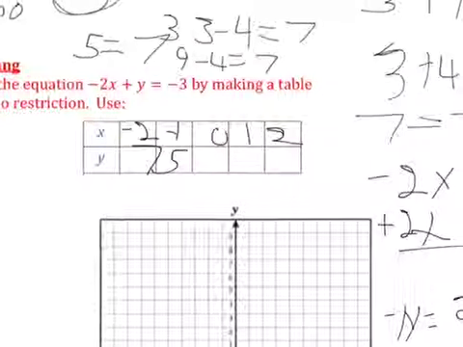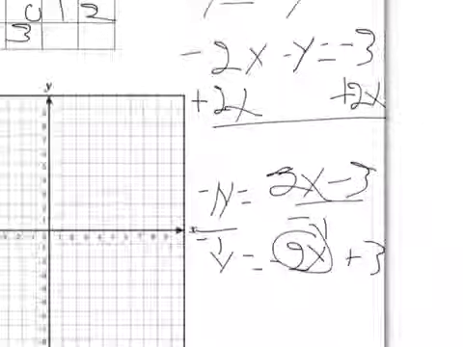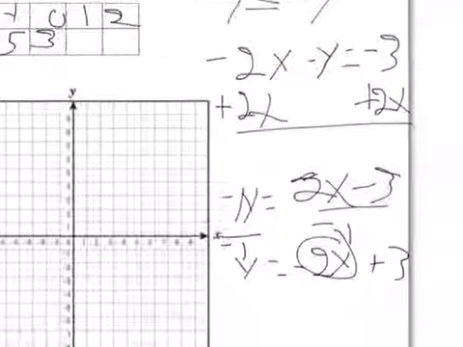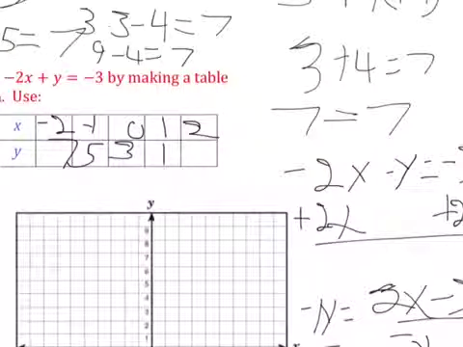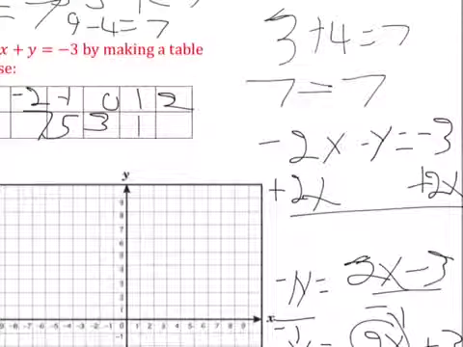Then it would be 3. And you're going to see that the slope is 2. 1. Negative 1.